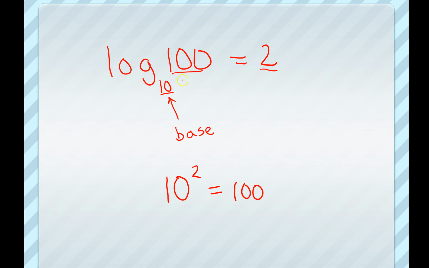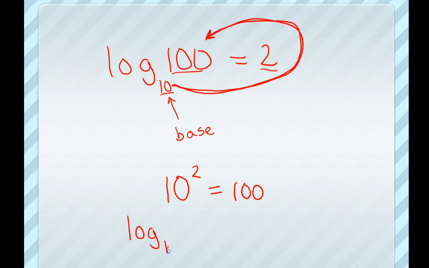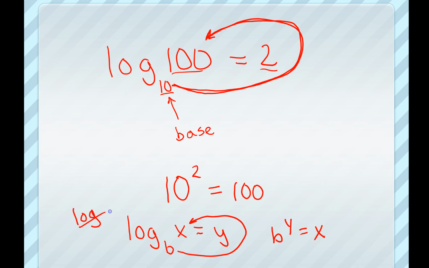So when I look at this log base 10 of 100, I can think of what I like to refer to as the magic loop. 10 to the power of 2, go across the equal sign to get your power equals 100. So if I make that generic, log base b of some x equals y, I can say b to the y equals x. Those are equivalent. So this is called log form, logarithmic form. This is called exponential form.